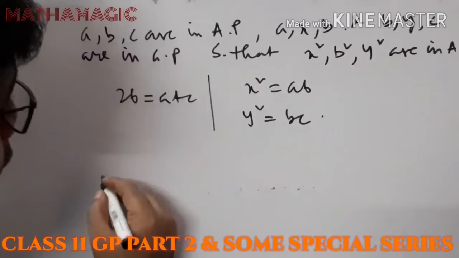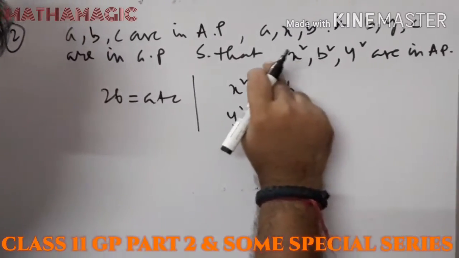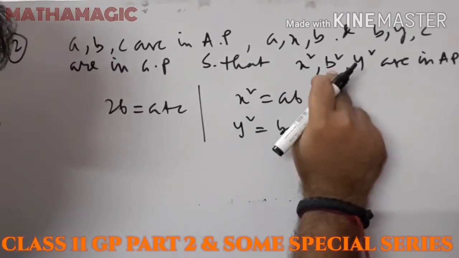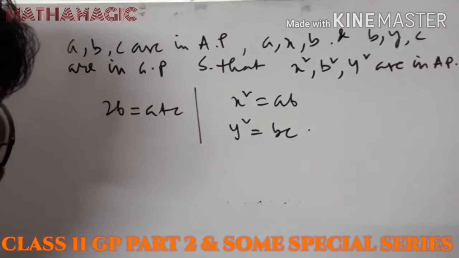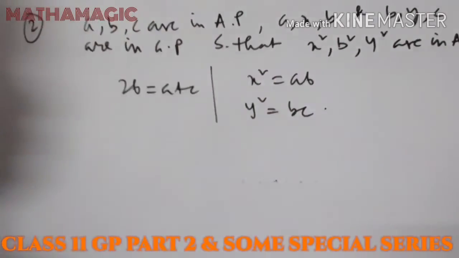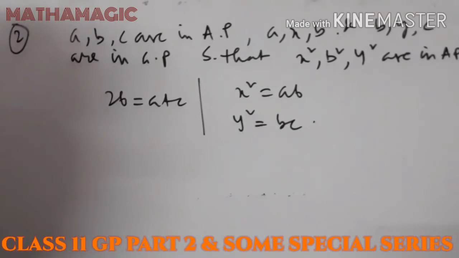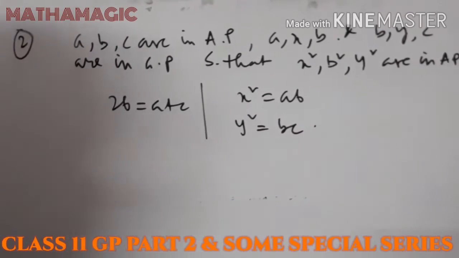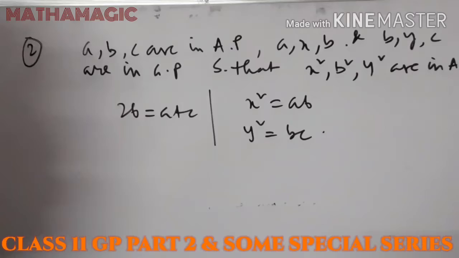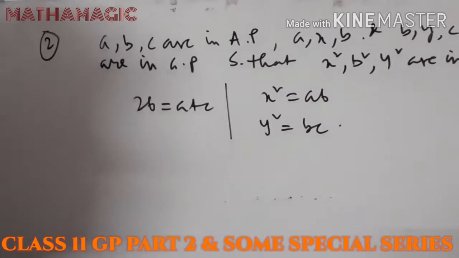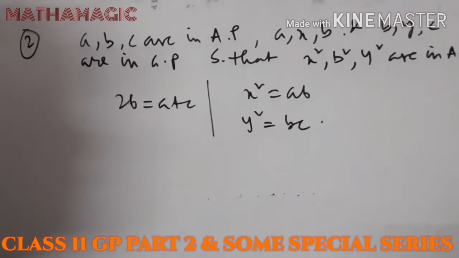Now we have to show that x square, b square and y square are in AP. In order to do that, in case of AP, whenever we are trying to prove that three numbers are in AP, then we have to show that the second term minus first term is equal to the third term minus second term.